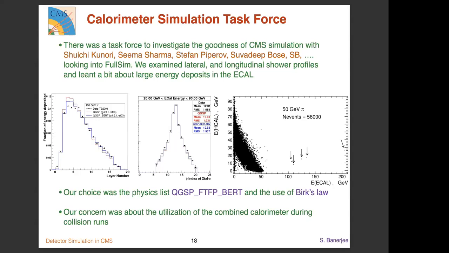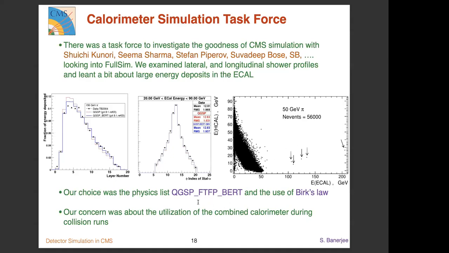Now, another important thing which we learned, but which was ignored by the ECAL guys, is that we have sometimes, not very rare, this is the ECAL energy versus HCAL energy. We have large energies in ECAL with very little energies in HCAL. And this large energy, this is a 50 GeV pion, and we are getting more like 100 GeV and even up to 200 GeV in the ECAL.